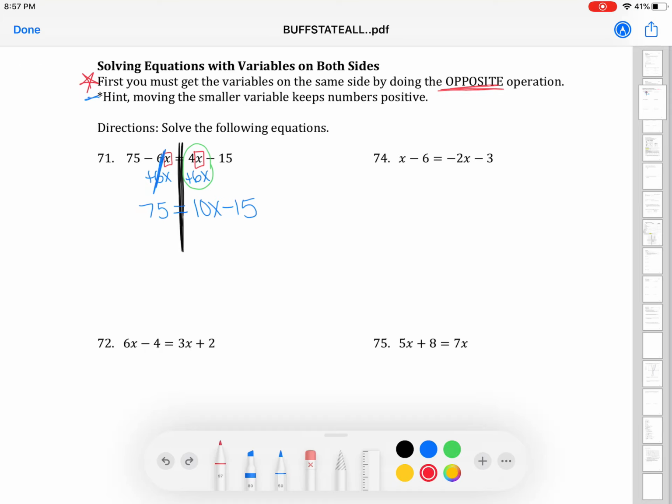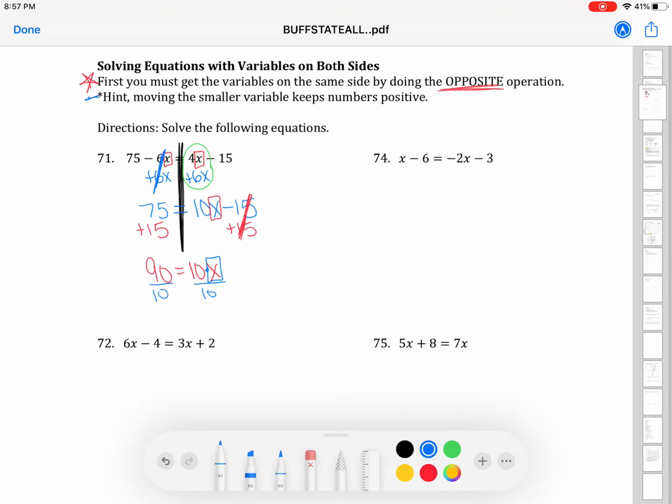If you notice, after I've combined these two like terms in the way that I used this opposite operation, I now have the basic form of an equation. To get x by itself, you get rid of what's being added or subtracted first. So I'm going to add that minus 15 to the other side, because I always do the opposite to move it to the opposite side. Just a nice little way to remember that.